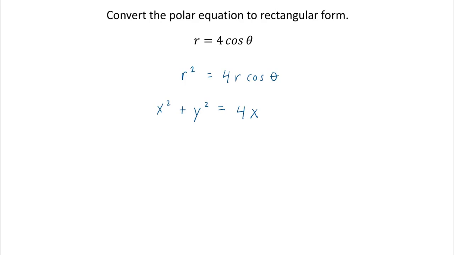So in this example, multiplying both sides of the equation by r helps us in two ways. The first way it helps us is on the left side of the equation by getting us an r squared, which we can then substitute x squared plus y squared for. And on the right side of the equation, multiplying by r gives us an r cosine of theta that we then can replace with x. So now we have all x's and y's in this equation, no r's, no thetas. Because we have all x's and y's and no r's and no thetas, this equation is in rectangular form.